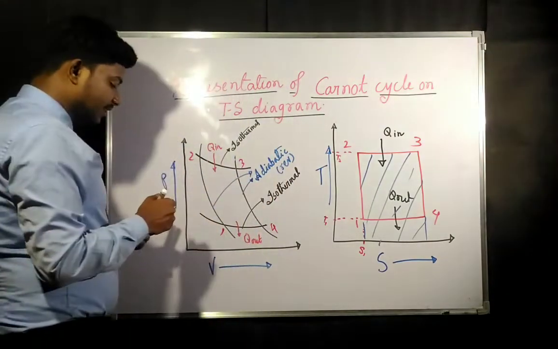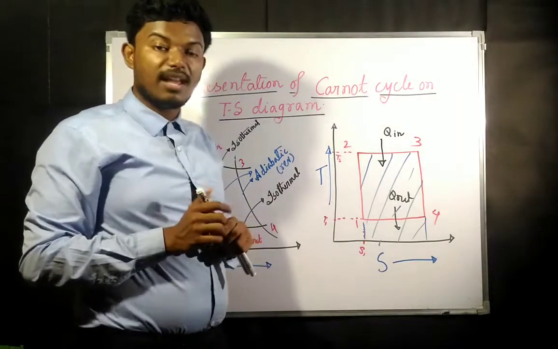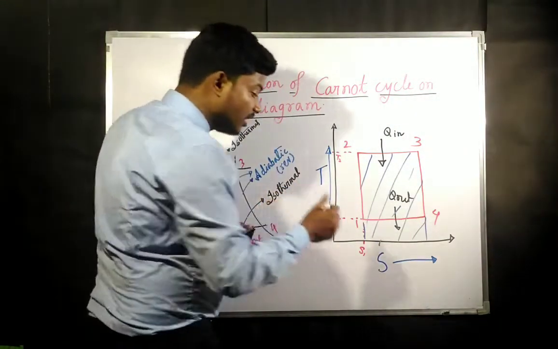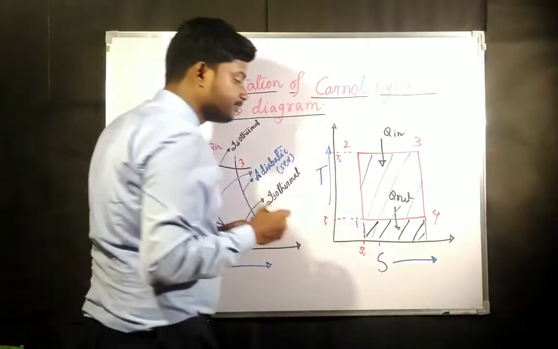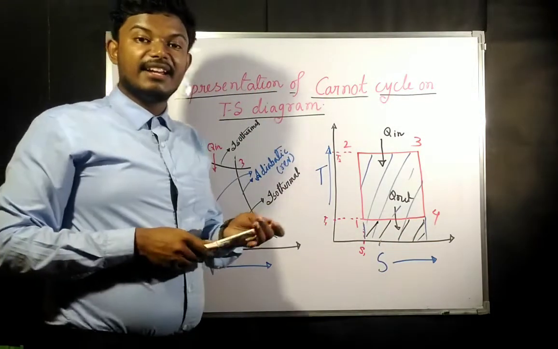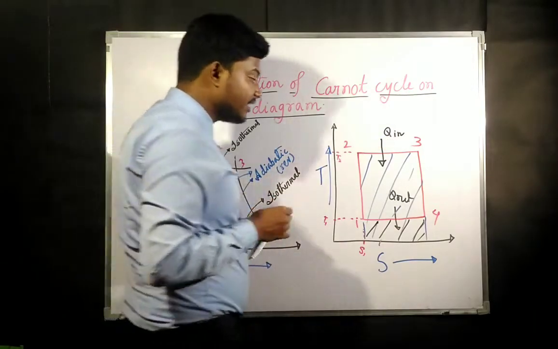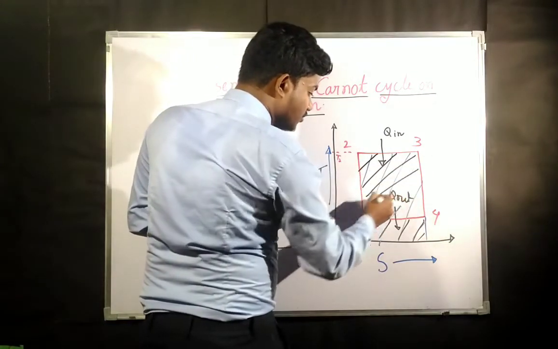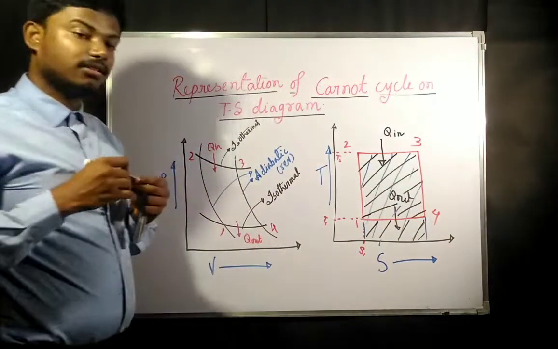Again here heat is rejected, Q out. What is the amount of heat that is going to be rejected? Since 4 to 1 is Q out, if you project this curve on the entropy axis, then this is the area which you are going to get. This is the amount of heat rejected. So what is the net heat transfer? Net heat transfer is Q in minus Q out. So this is the area which will give you the complete net heat transfer.